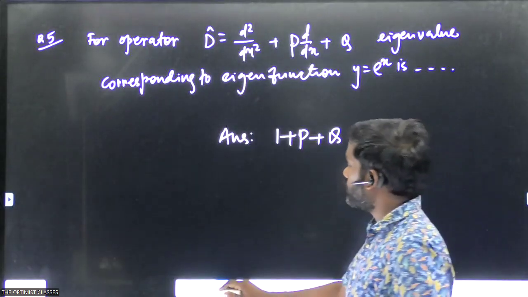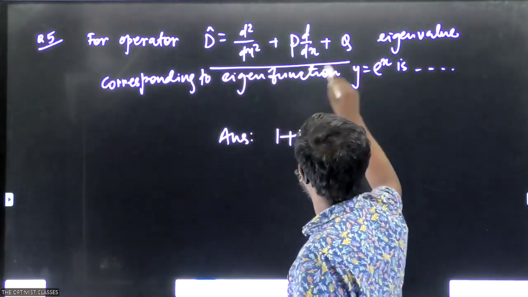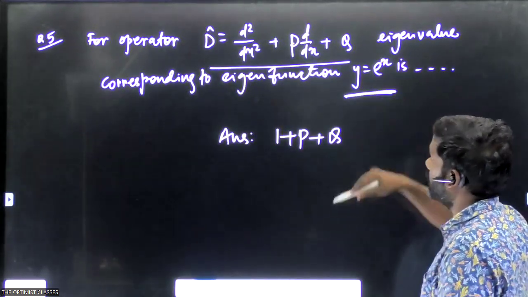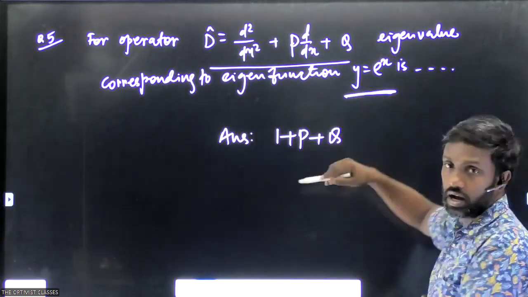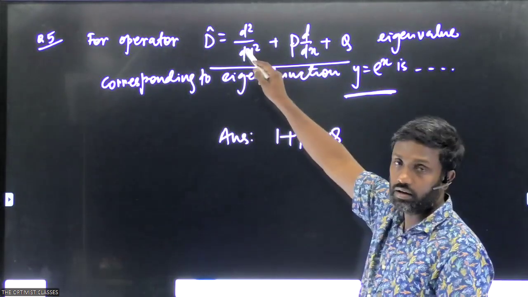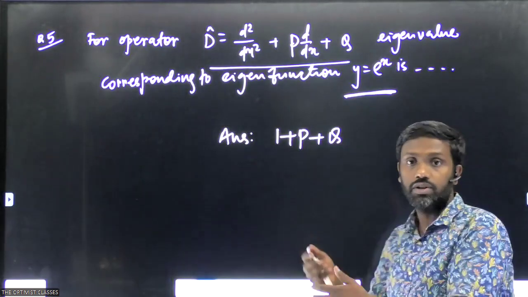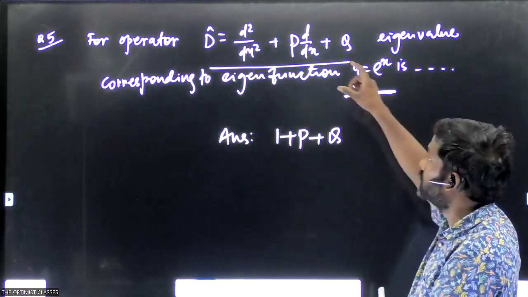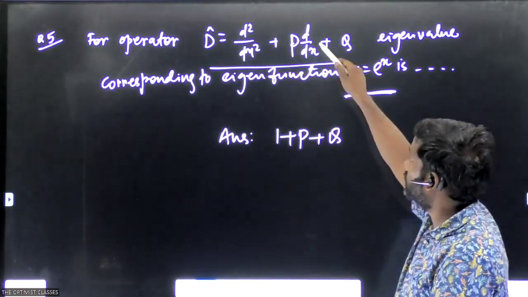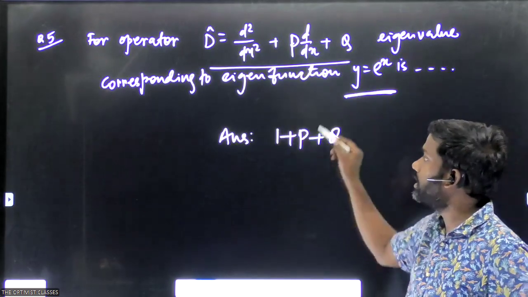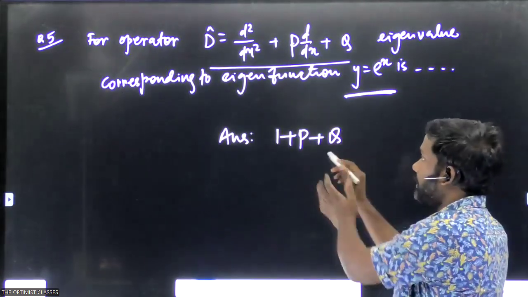Now there is an operator, and its eigenfunction is e to the power x. The question is, what is the eigenvalue? You just plug this in here, operate this operator on this function, and since an exponential after differentiation also remains an exponential, it will remain e to the power x. Taking e to the power x common, the multiple of e to the power x that comes out will be the eigenvalue.